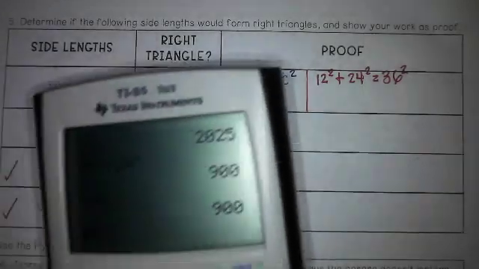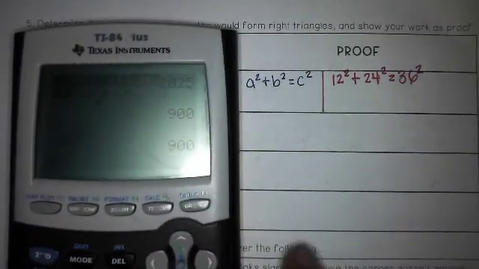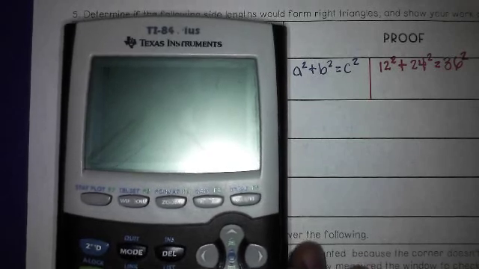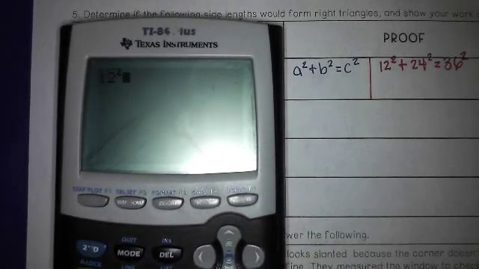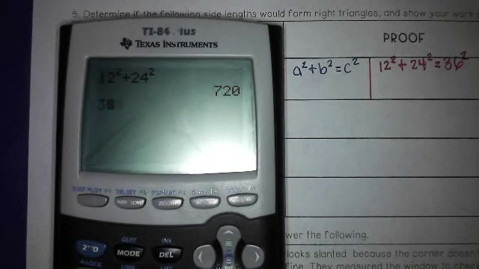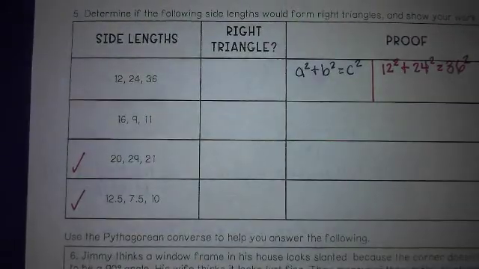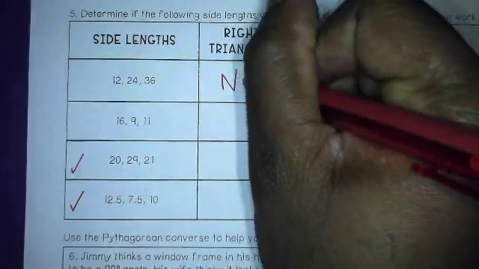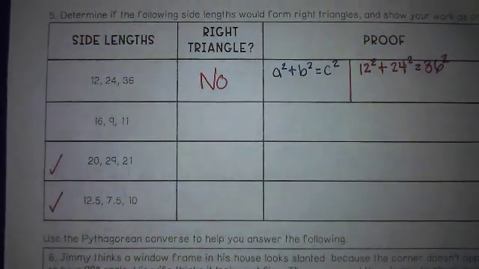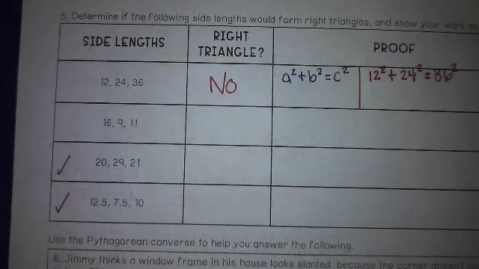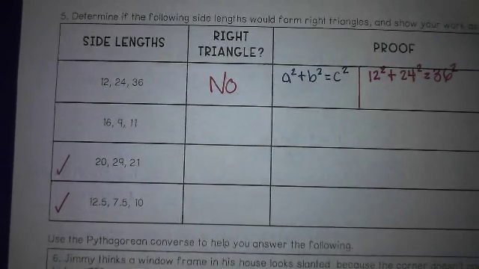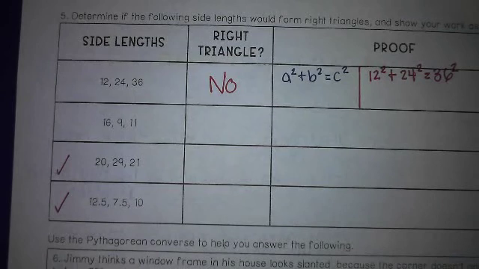So I'm going to take my calculator out and see what it gives me. 12 squared plus 24 squared. It's 720. Okay. When I do 36 squared, it gives me 1296. That is not true. So, is that a right triangle? I'm going to write no. No, it's not a right triangle. Let's do the second one.